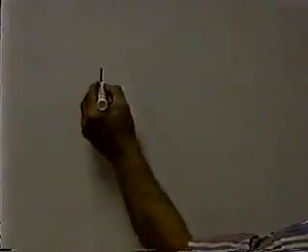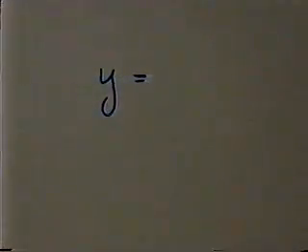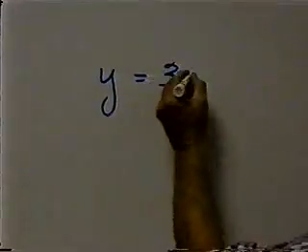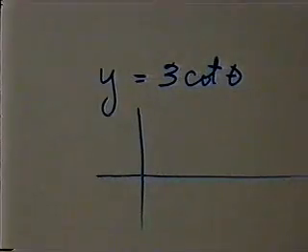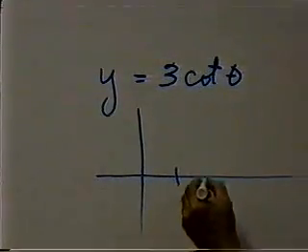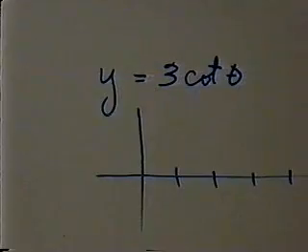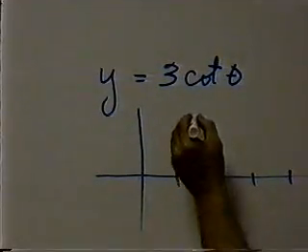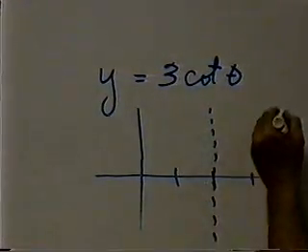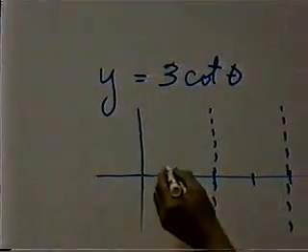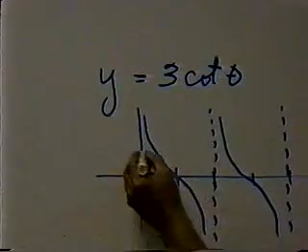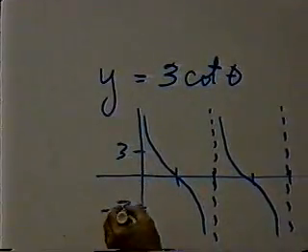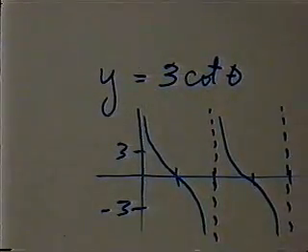All right, next one. Y is equal to 3 cotangent. Step 1, 4 equal axis. Step 2, 4 equal marks. Step 3, cotangent curve. Cotangent curve is the second dotted line, and the fourth mark is the dotted line. Cotangent curve is like so. And just stick a 3 over here and a -3 anywhere you want to.